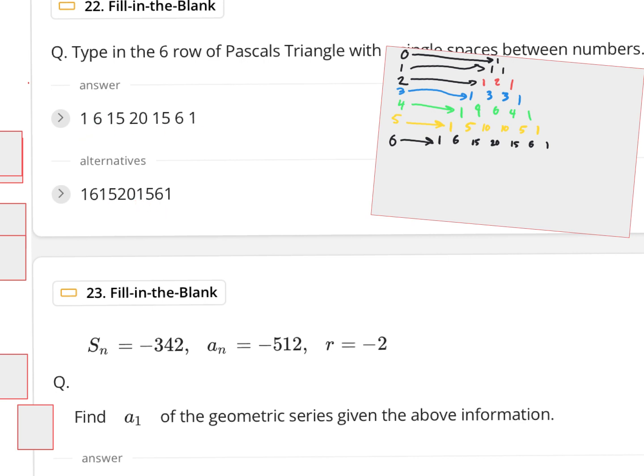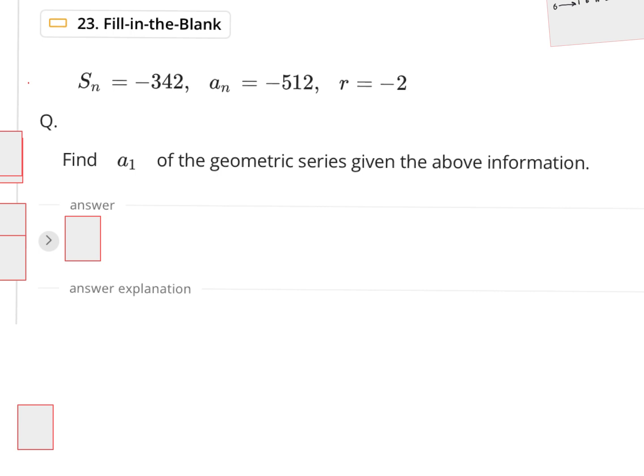Anyways, let's move on. On this question, they want us to find a sub 1, which is the first term of our geometric series. So again, we need to know what a series is. We're going to be adding numbers, and it has to be geometric, which means there's a common ratio. And something very important, it's not infinite. It just says a geometric series, which you could imply is finite.